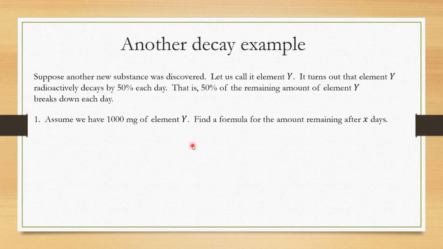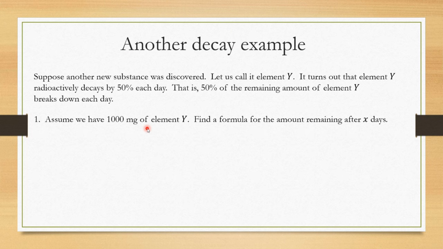So we're going to come up with a formula for this. This is actually almost identical to half-life. Half-life is how long it takes for 50% of the item to break down. So I guess this is actually an example of half-life. Let's suppose we have 1,000 milligrams of element Y. We're going to find a formula for the amount of element Y left over after X days.